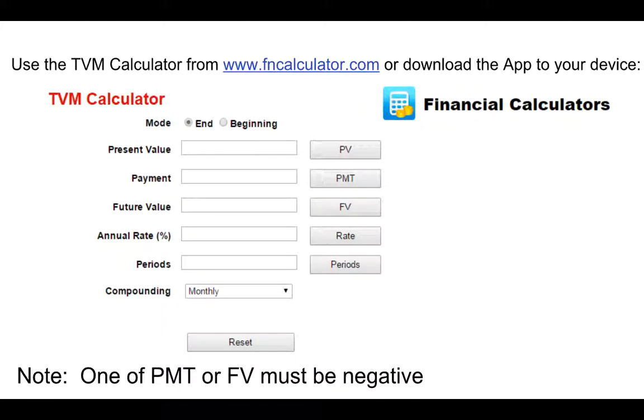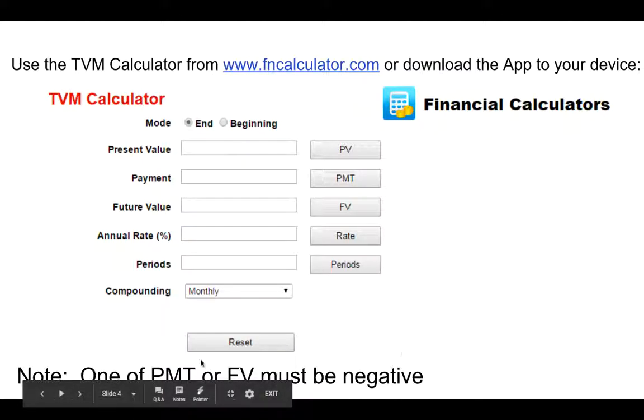This is the TVM solver, and I love this one because there's a website called fncalculator.com that looks very similar to this, but you can also download it on the App Store, the Google Play Store, or the iTunes Store, and it has this little logo here. It's financial calculators, and when you download it, you just want the TVM calculator. There are actually a lot of different calculators in it, but we want the TVM calculator.